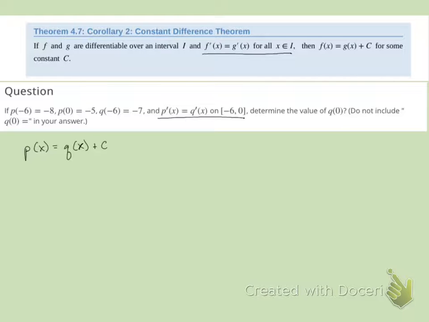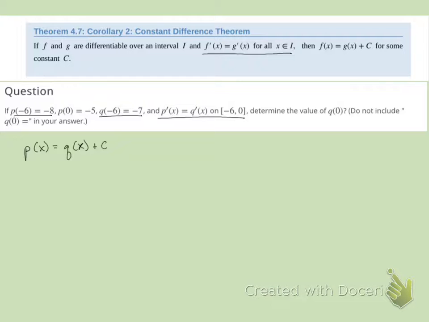So what we want to do is use the information right here, where p of negative 6 equals negative 8 and q of negative 6 equals negative 7, to figure out what that c is. And then we're going to apply that to figure out what q of 0 is.